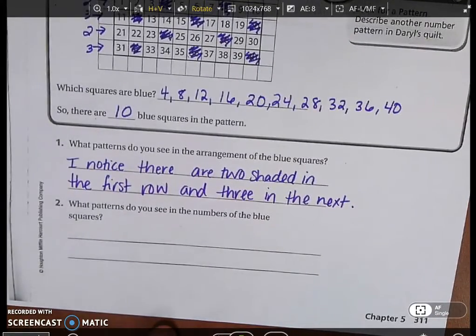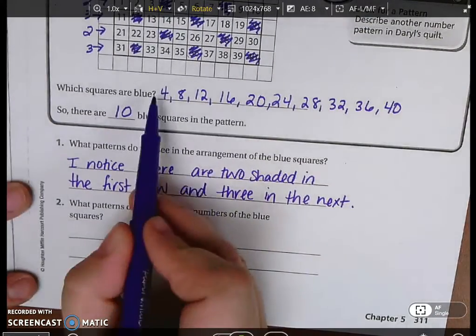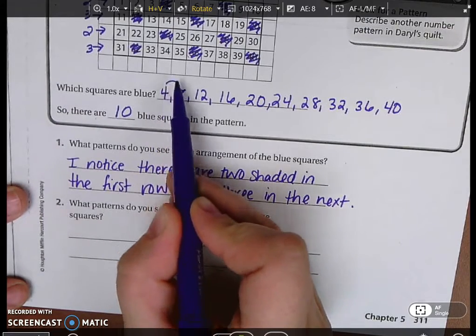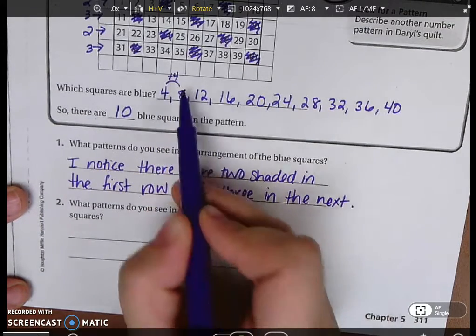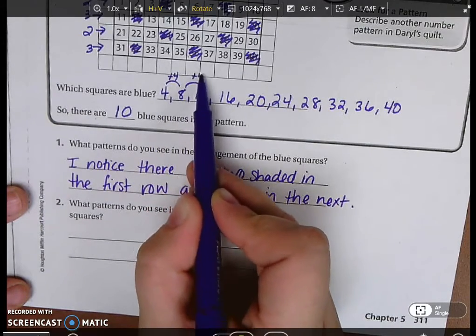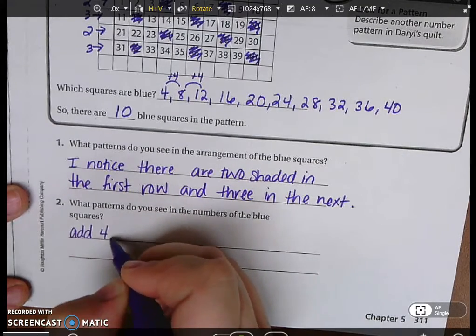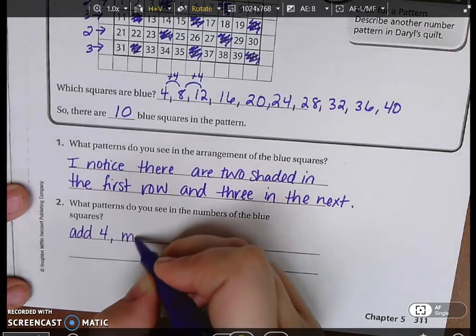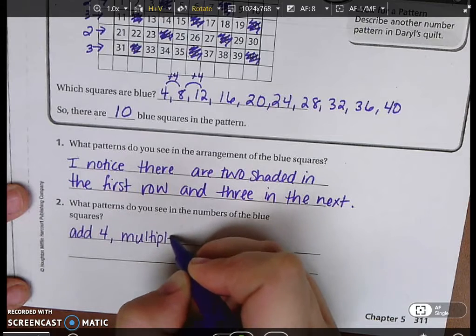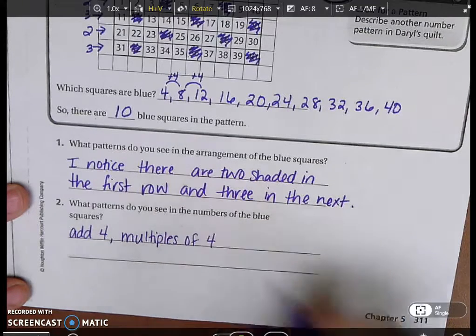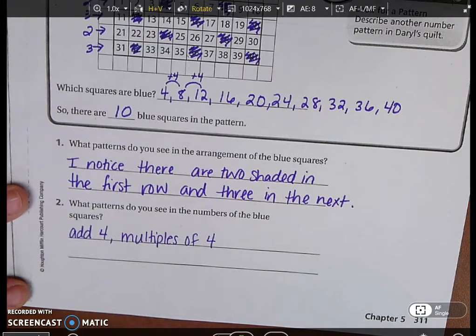So what patterns do you see in the numbers of the blue squares? Well, I notice that it goes 4 plus 4 equals 8. 8 plus 4 equals 12. So it could be add 4. I see that as a pattern. I also see these as multiples of 4. We're just counting by 4. Those would be the multiples of 4.